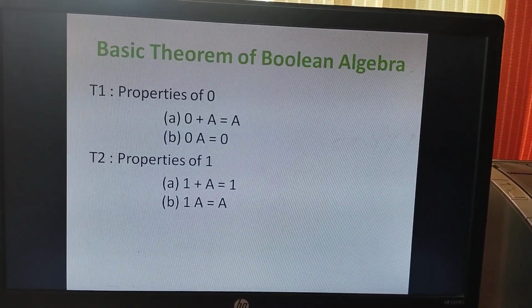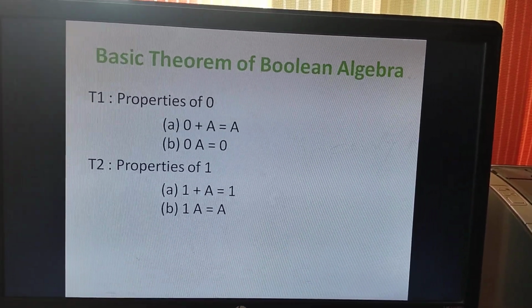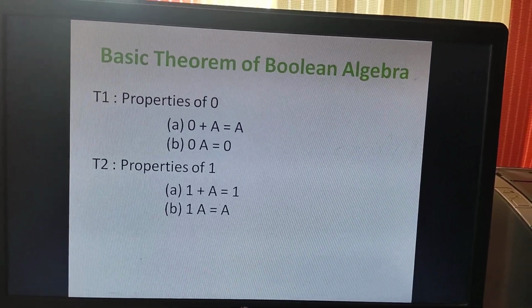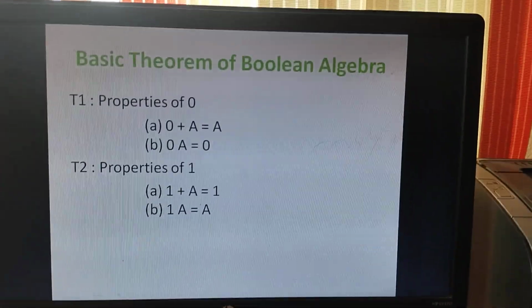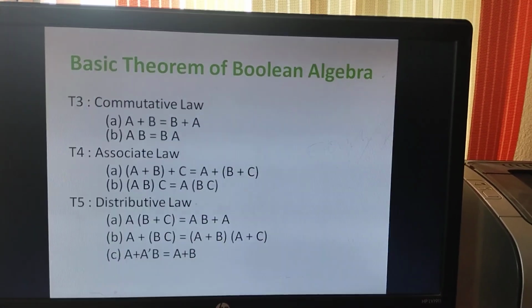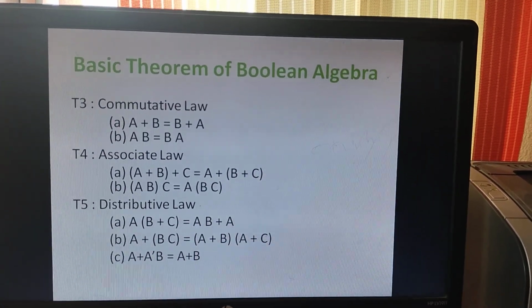This is the properties of 0 concept. Next, T2, the properties of 1: 1 plus A equal to 1, 1 into A equal to A. So this is a basic theorem of Boolean algebra. Next one is the commutative law: A plus B equal to B plus A, then AB equal to BA.